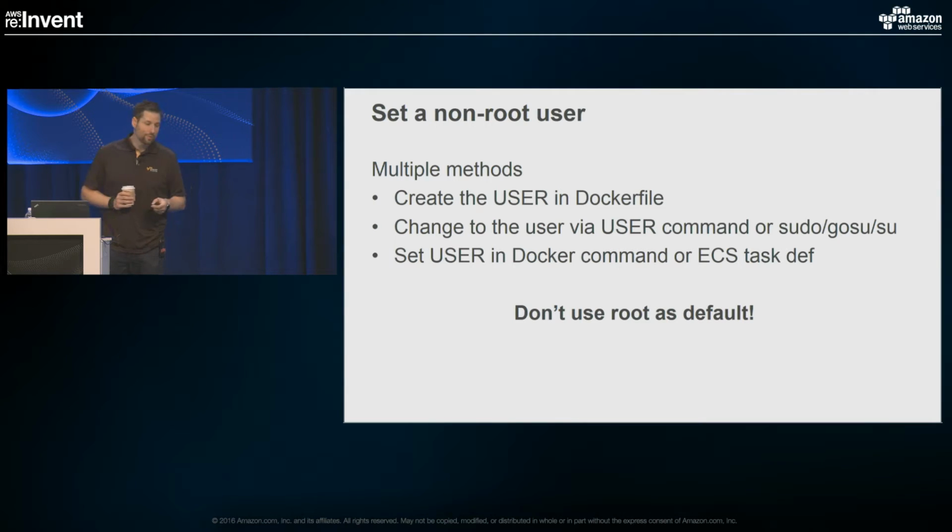Set a non-root user. You can do this in multiple ways. You can create the user using the Dockerfile, or just change the user via the user command, or set it in the ECS task definition. Just don't run as root by default. It's the same as with the AWS account. Don't use root.